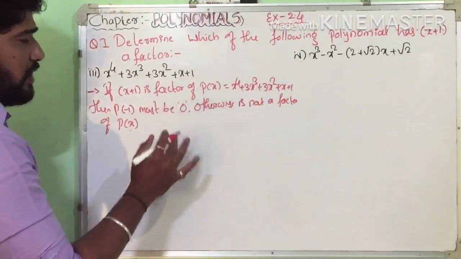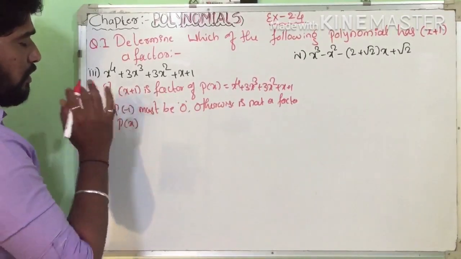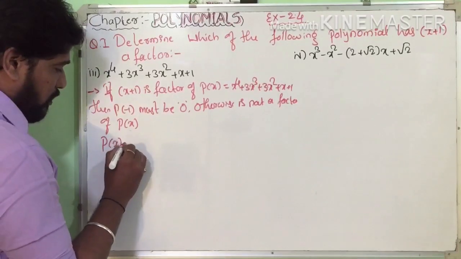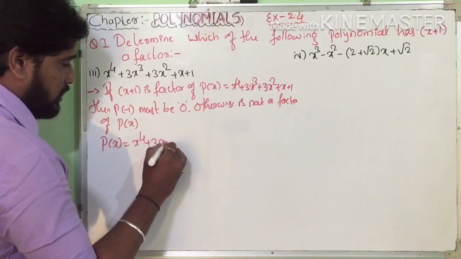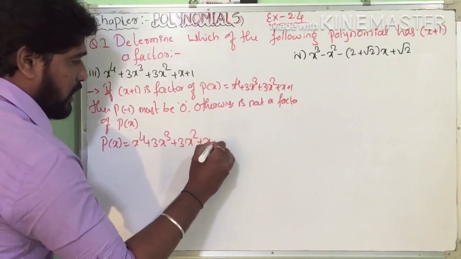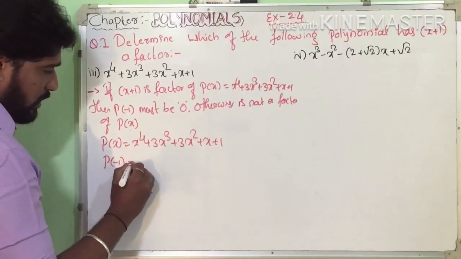If it is 0, it is a factor of p of x. If it is not 0, then it is not a factor of p of x or the given polynomial. So write down the given polynomial first. P of x is equal to x raised to 4 plus 3x cube plus 3x square plus x plus 1, right? So here x is replaced by minus 1.